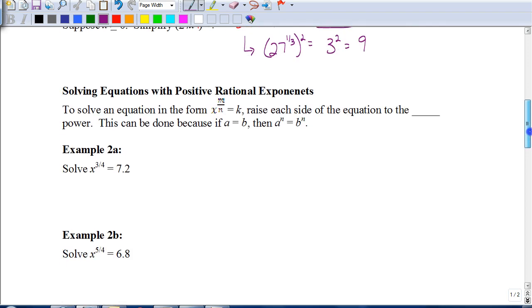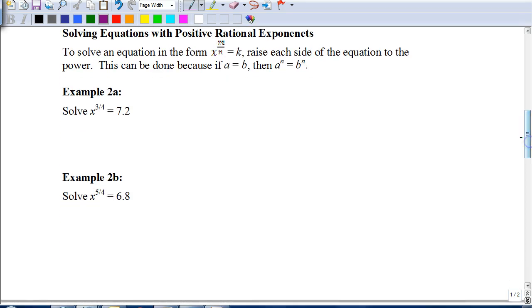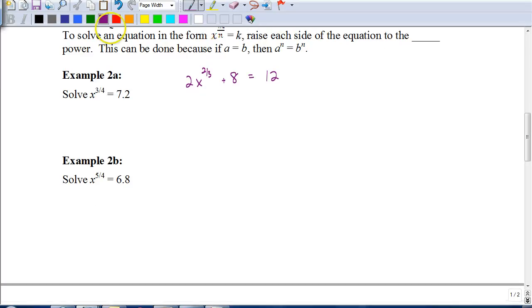Let's talk about how to solve an equation. Now, anytime we have exponents involved in an equation, first off, you want to make sure that you have the variable by itself. So let's say I had 2 times x to the 2/3 power plus 8 equaling 12. If I had to solve this equation, the first step I need to do is subtract 8, then divide by 2, and then take care of the 2/3 as my exponent. So the key is you can't do anything with the x until you have everything else cleared out, and you have the x isolated all by itself.